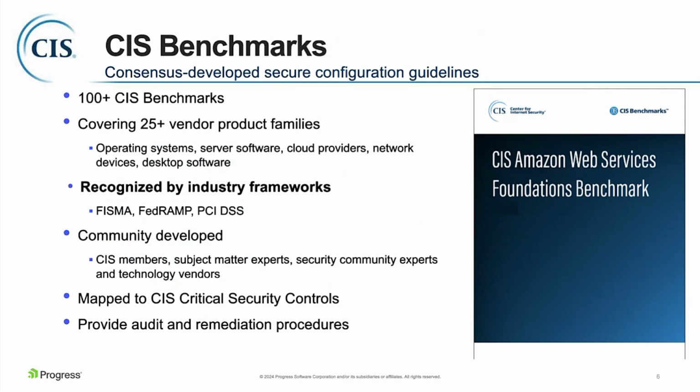So the CIS benchmarks, we have over 100 available today. And we say they cover 25 vendor product families. So we're talking about operating systems, server software, your web apps, your databases, cloud providers, as you see on the right-hand side here, network devices, desktop software. Again, over 100 benchmarks, approaching 150.